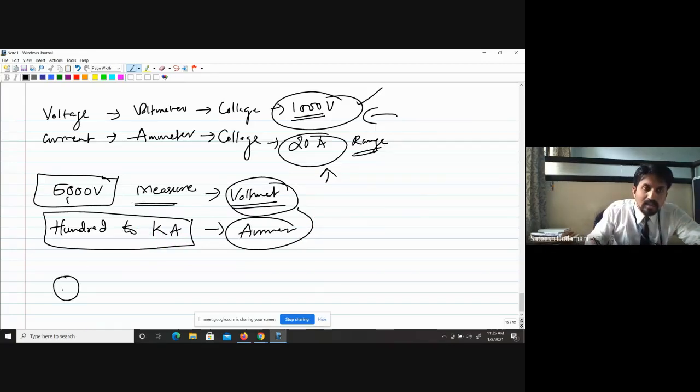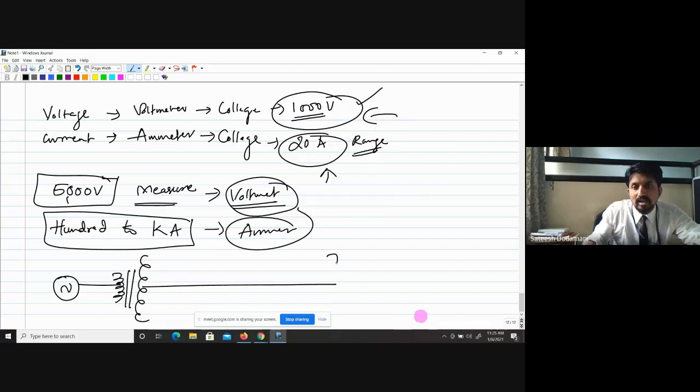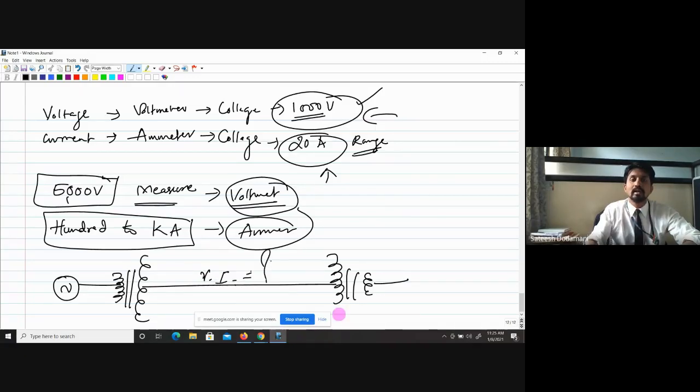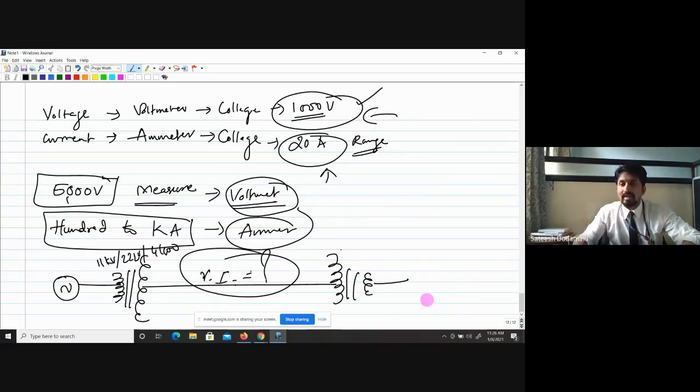For example, consider a generating station, a step up transformer, a transmission line, and a step down transformer. If you want to measure voltage or current in between, you know it is already in terms of 11 kilovolt to 220 kilovolt, or it may be 440 kilovolt. On the other side it is 220 kilovolt to 11 kilovolt.